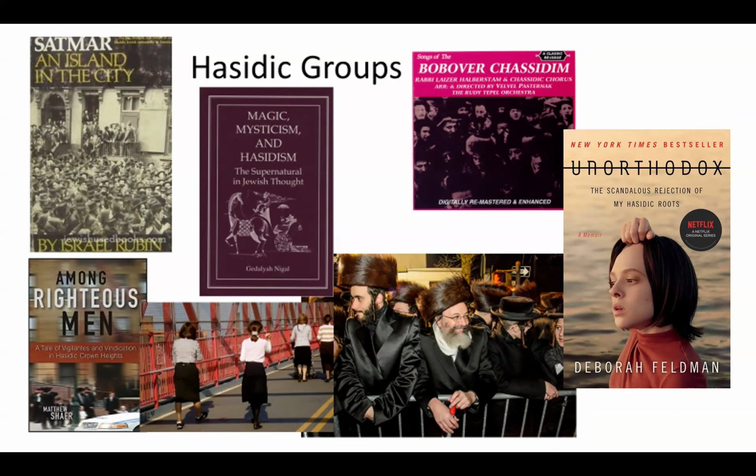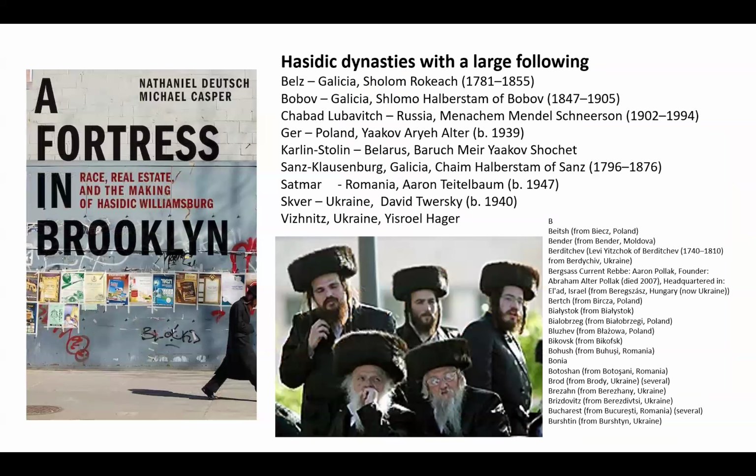A fascinating book is Unorthodox by Deborah Feldman, where she really describes what it is like to be an Orthodox Jewish woman. As you can see from the name, she ends up leaving the Hasidic group and getting a college education, but gives a very good insight into these very closed and isolationist religious groups.